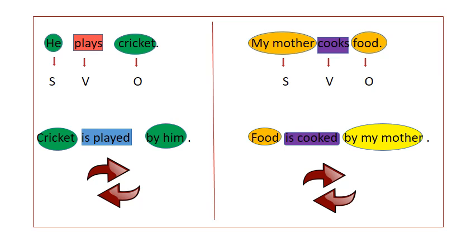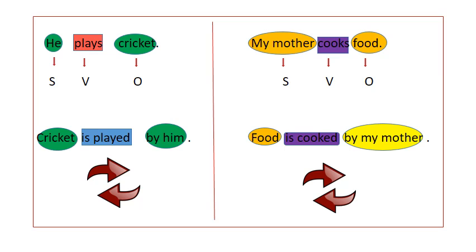In the same way, the subject of the verb in the active voice becomes the object of the verb in the passive voice. So the sentence in active voice is "He plays cricket," and "he" is the subject of the verb. See, it has become the object of the verb in the passive voice. "He" has become "by him."